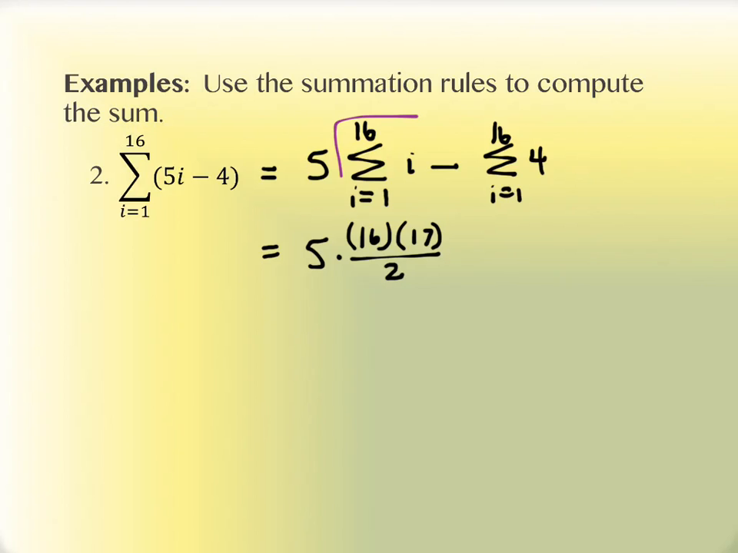So all of this became this, right? And then we've got minus. Now, summation of the number 4. Which rule is that? That's the constant one. That's number 1. So that says that I should multiply the number 4 by what? 16. And then it becomes just arithmetic as well. So you can grab your calculator, multiply, divide, add, subtract, simplify.